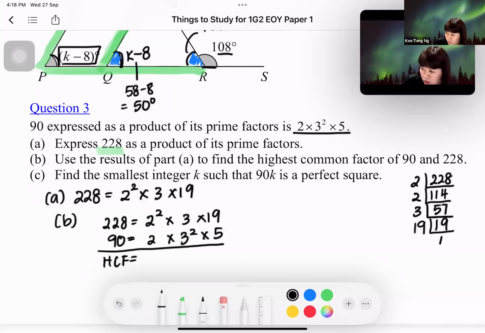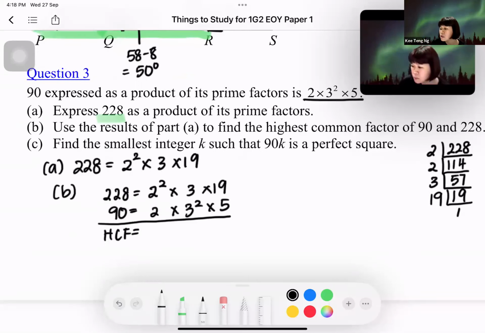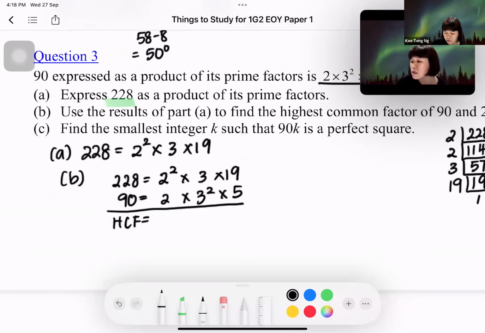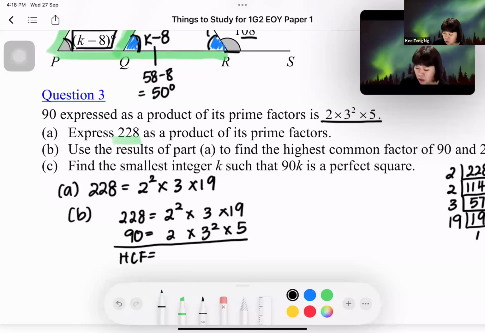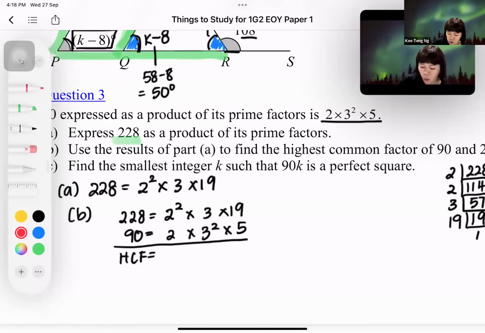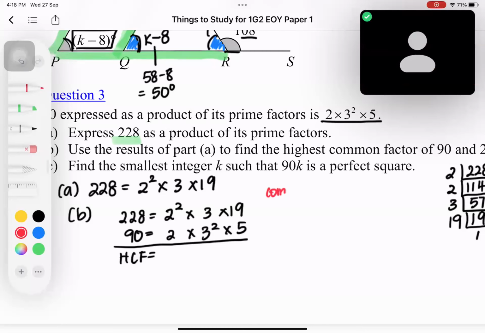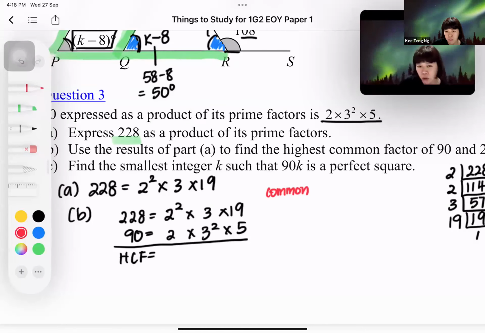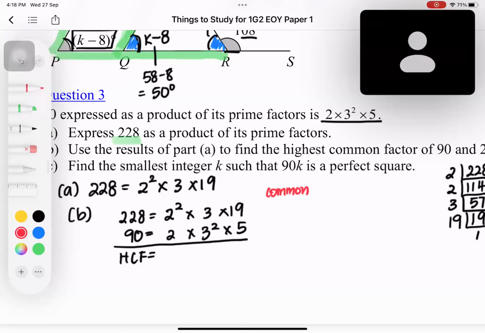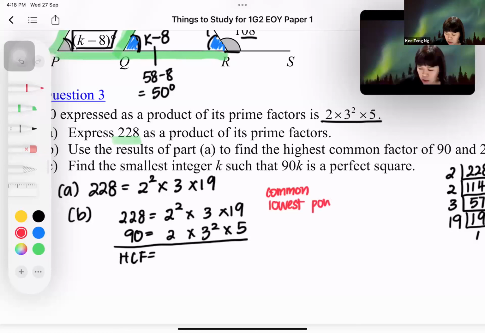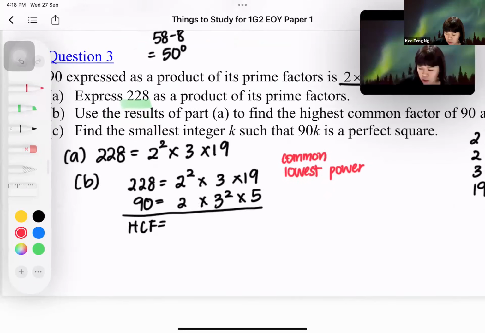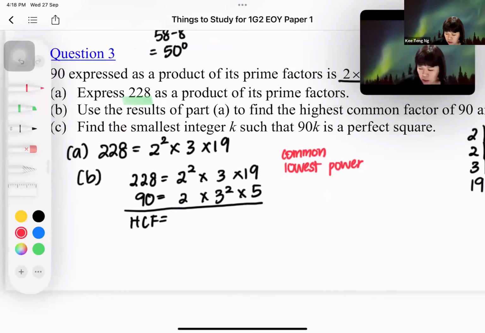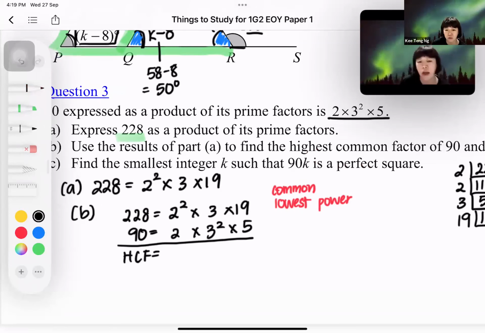Common factor. Next person. Highest common factor, 2 things. Number 1, choose the common. Then you tell me, choose highest or lowest power? Lowest. Choose the lowest. Factor to choose, 2 square and 2. Choose which one?